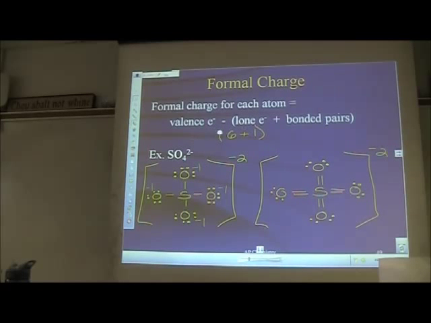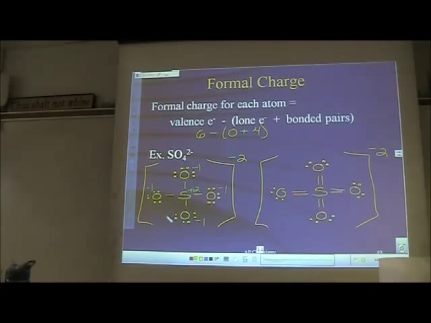Now, sulfur is going to be a little bit different, so let's calculate that one. Sulfur has how many valence electrons? 6, minus how many lone electrons are around sulfur? 0. How many bonded pairs? 4. 6 minus 4 is +2. Let's write it in.